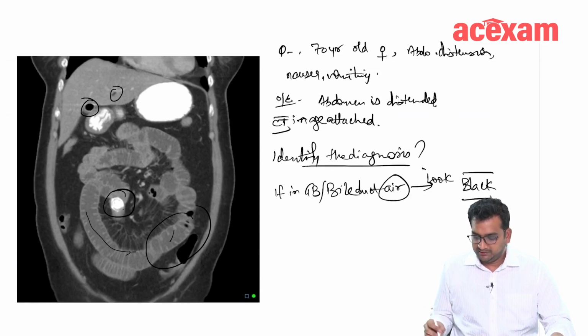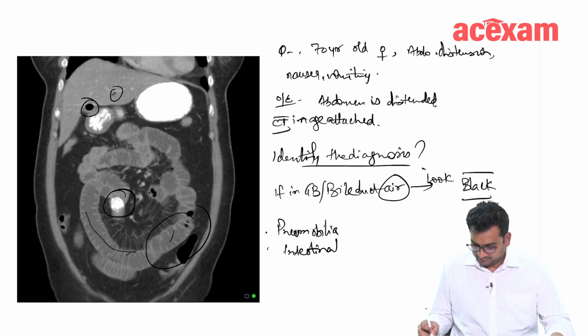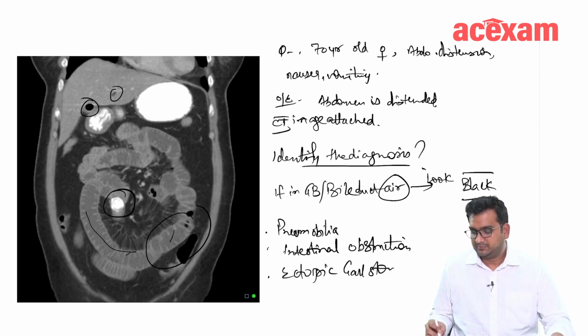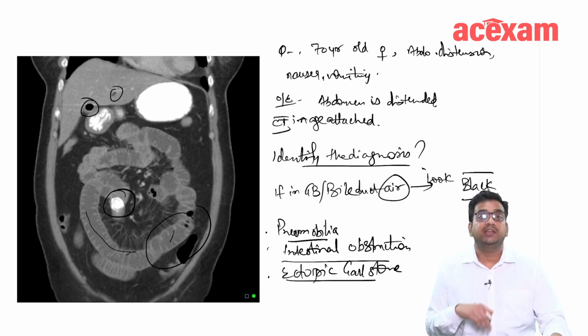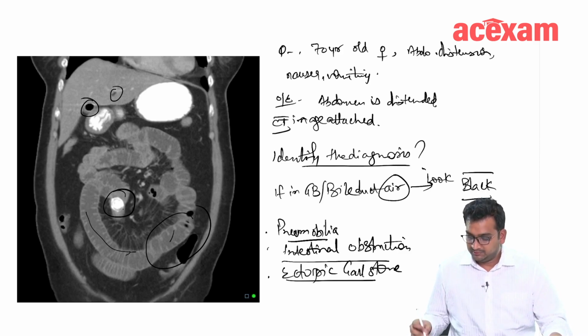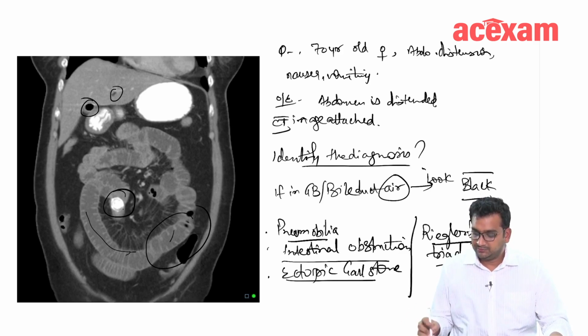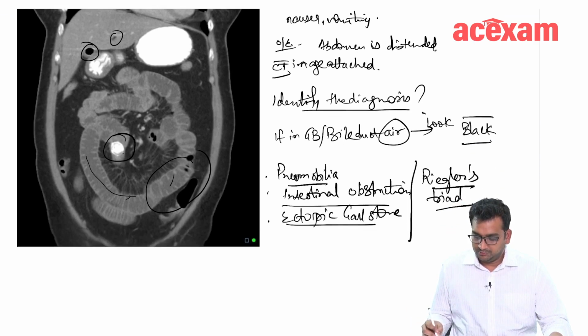So there is presence of pneumobilia, intestinal obstruction, and there is presence of an ectopic gallstone, which is visible here in the diagnosis. So what is this triad known as? This is Riegler's triad. And what is the diagnosis? The diagnosis is gallstone ileus.